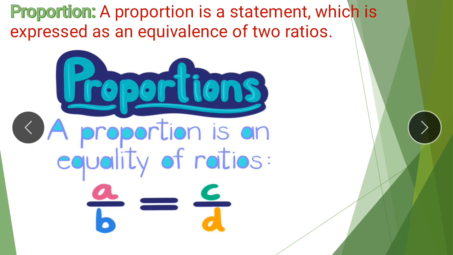And for today, the topic is third, fourth, mean, and continued proportion. As you are already familiar with the word proportion, a proportion is a statement which is expressed as an equivalence of two ratios, or in simple words, we can say that a proportion is an equality of two ratios.